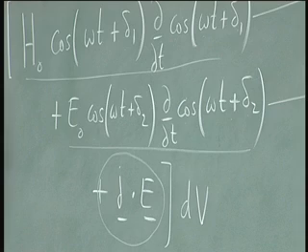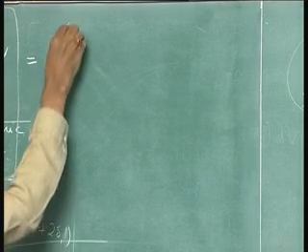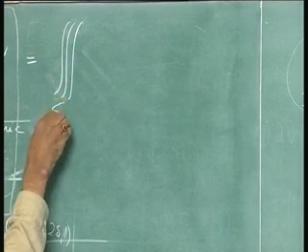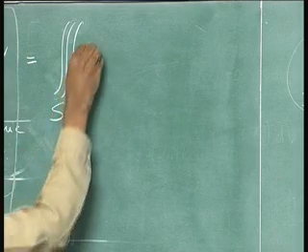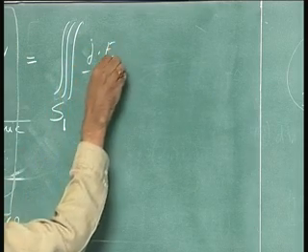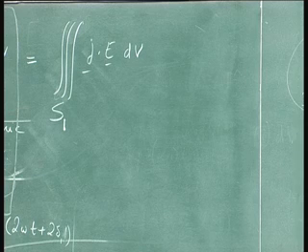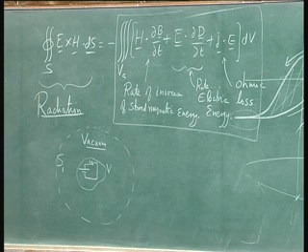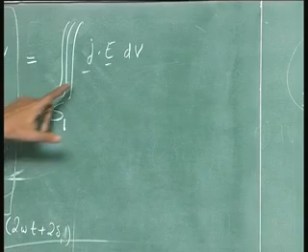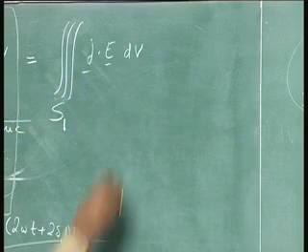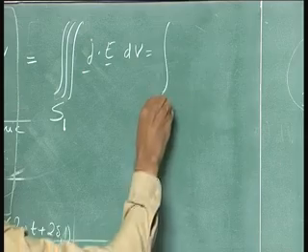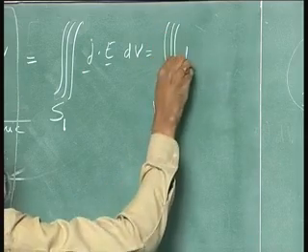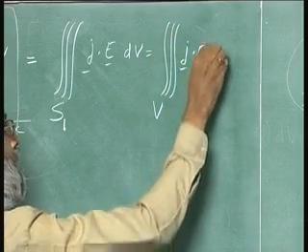So, this Poynting theorem then becomes integral over surface S1 of J dot E dV. But if you look at this picture, I assume that this region is vacuum and my circuit is enclosed inside a volume V. So, there are not any currents except inside volume V. So, I can write this as integral over volume V J dot E dV.